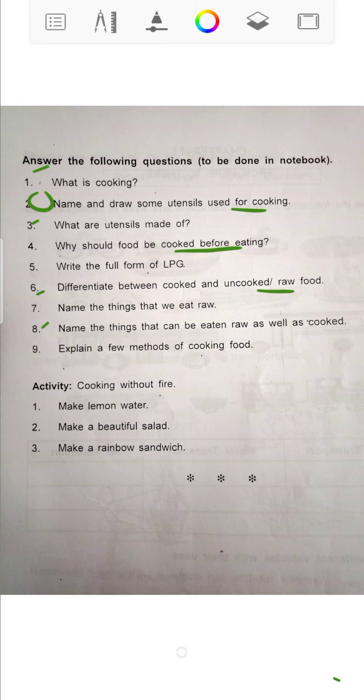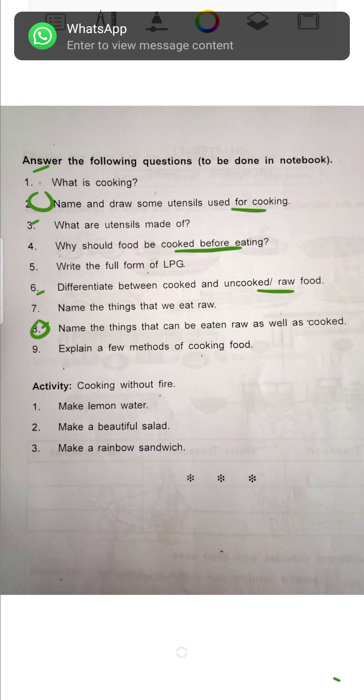Next is name the things that can be eaten raw as well as cooked. Okay. So in salad also we use carrots. Okay. So we can also eat it cooked. We can cook it and we can also consume it raw. There are numerous things. I have not written down the answer for the 8th. You know the answers. If you want to write it down, you can. If you don't, it's up to you.